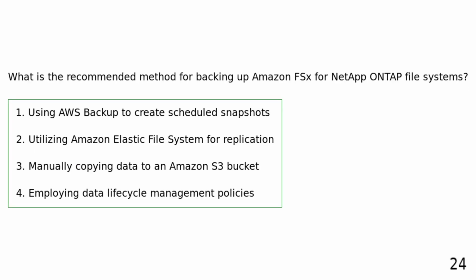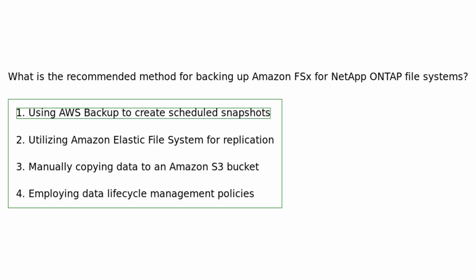What is the recommended method for backing up Amazon FSx for NetApp ONTAP file systems? Using AWS Backup to create scheduled snapshots. Utilizing Amazon Elastic File System for replication. Manually copying data to an Amazon S3 bucket. Employing data lifecycle management policies. AWS Backup provides a centralized and automated solution for creating scheduled snapshots of Amazon FSx for NetApp ONTAP file systems, simplifying backup and recovery processes.